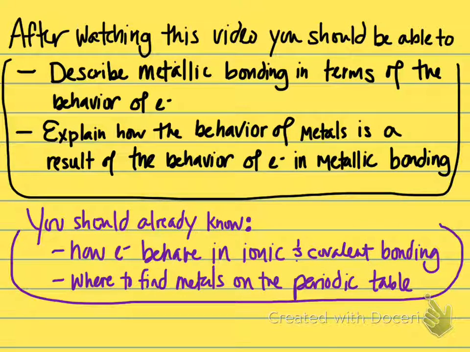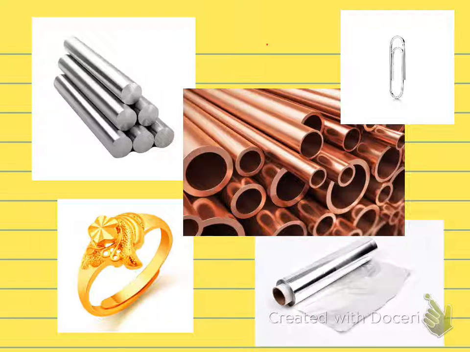After you've watched this video, you should be able to describe metallic bonding in terms of the behavior of electrons and explain how the behavior of metals is actually a result of the behavior of those electrons in metallic bonding. You already need to know how electrons behave in ionic and covalent bonding, as well as where to find metals on the periodic table. Hey, look at all this pretty shiny stuff.